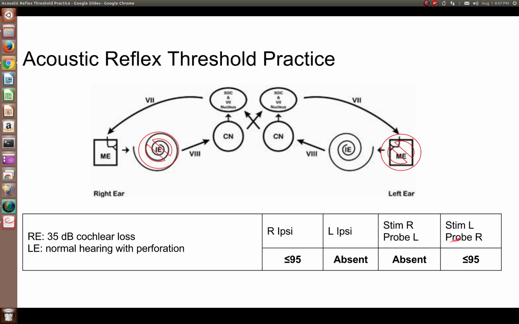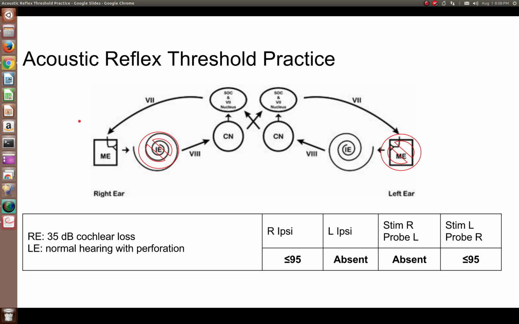So what goes on with our left contra here? We've got stimulus on the left side, and it goes through the middle ear, through the cochlea, through the cochlear nucleus, and then we're measuring it, I'm sorry, not SOC, I keep doing that. Sorry, let me start over again with our left contra. It goes through our left middle ear, left cochlea, left cochlear nucleus, and then we go over to right SOC, right facial nerve, right middle ear.